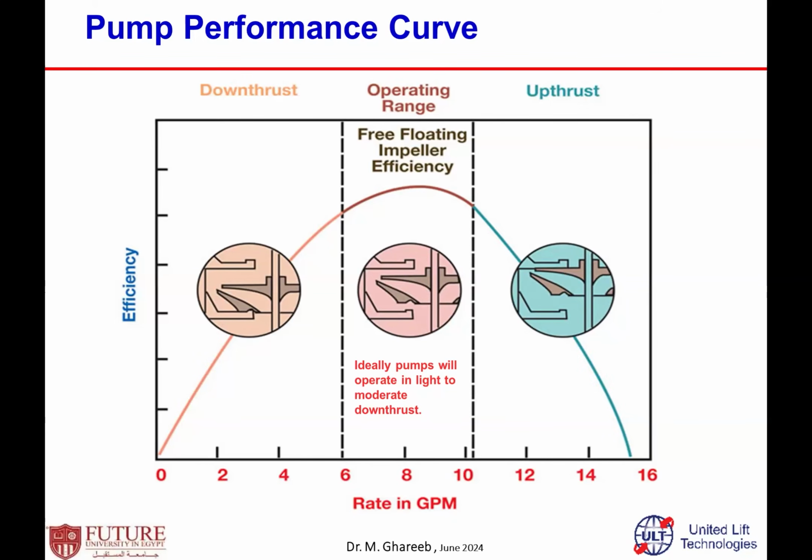up thrust. If you start to produce less fluid, that's a higher head, because according to the performance curve, less fluid means high lift, the pump's dynamic lift. Then the impeller goes down, which is down thrust. With more fluid, you have less head, then the impeller goes up, and you have up thrust, and so on.